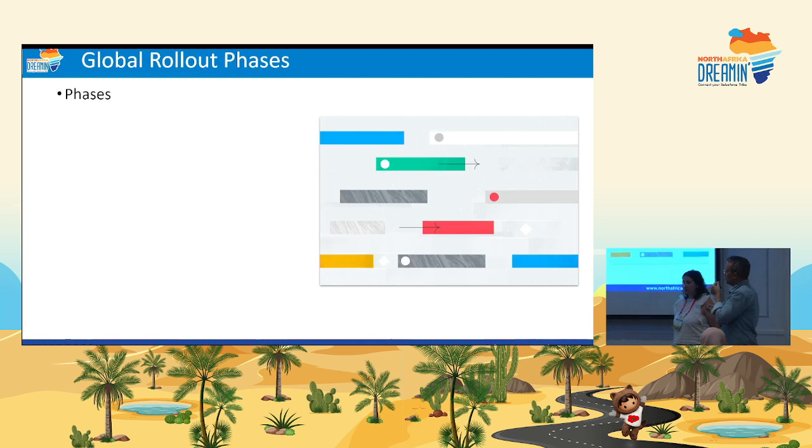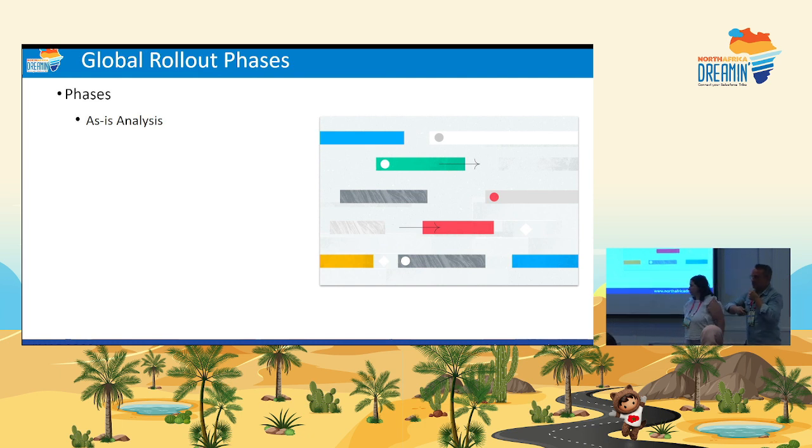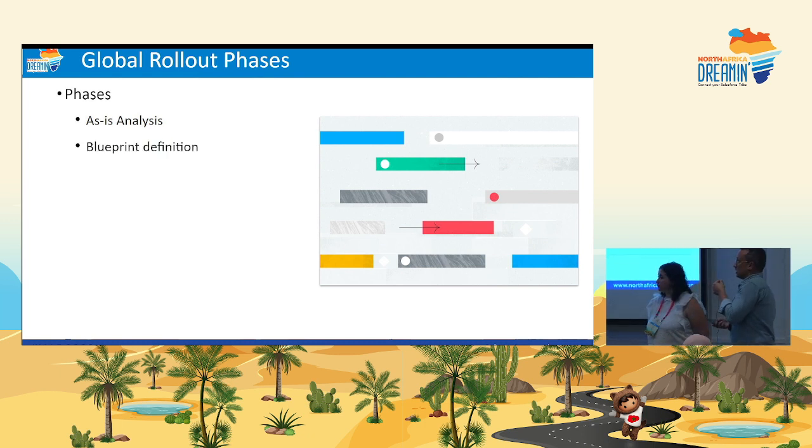And we're going to check a few of the phases that you would typically have in a global rollout. So we're going to talk about the as-is phase. This is where you start checking the state of the art: what you have in the current project and what are the different sections in the business that you're going to have to talk to. We will carry on talking about defining the blueprint. You can think about the blueprint as a template that is going to be shared by most of the markets, or at least a few of them.